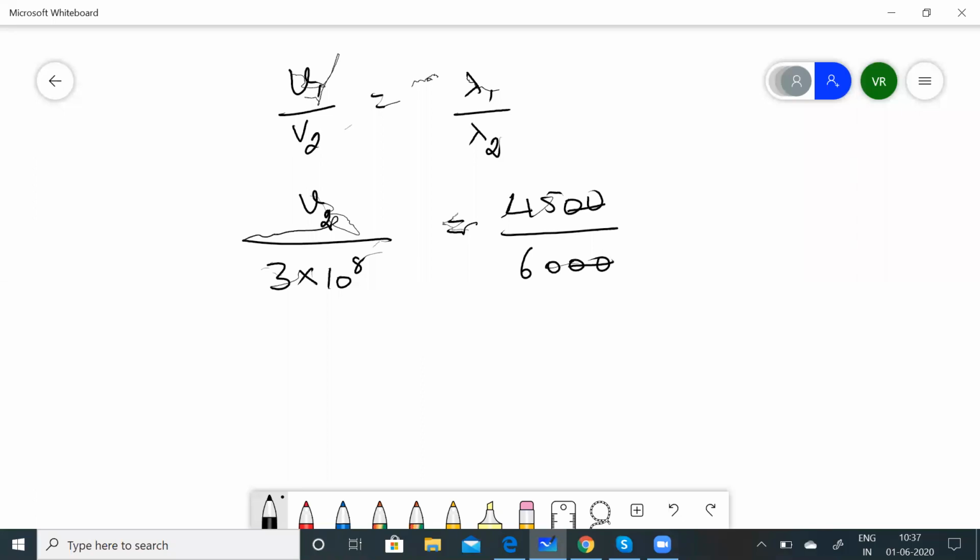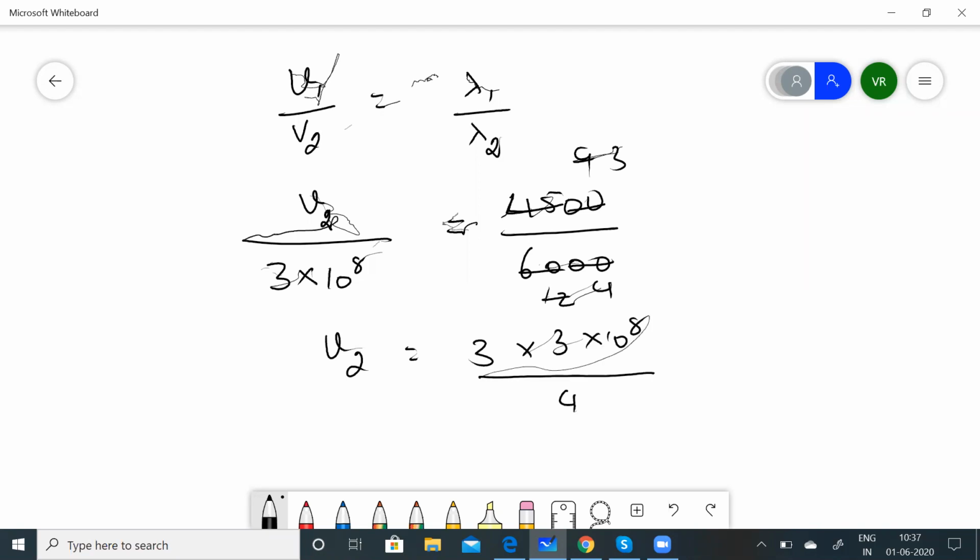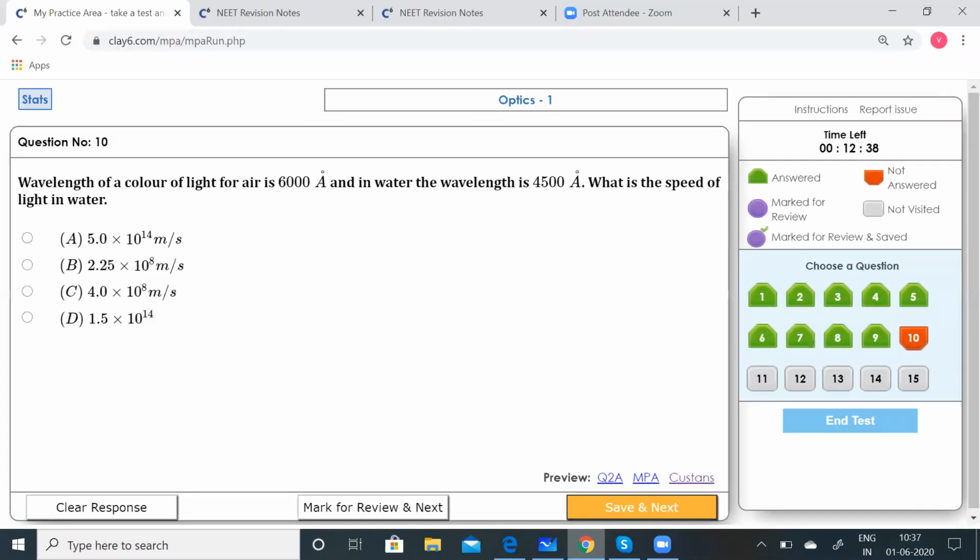So 5 9s are 45, 5 12s are 60, 3 3s are 9, 3 4s are 12. So v2 is now going to be equal to 3 into 3 into 10 to the power of 8 divided by 4. When you simplify that, that gives you 2.25 into 10 to the power of 8 meters per second. So let's see which option is correct. 2.24, option B is correct. Save that, go to the next.